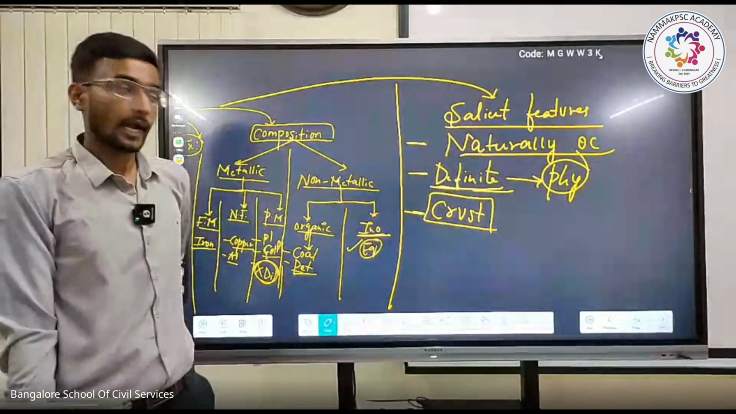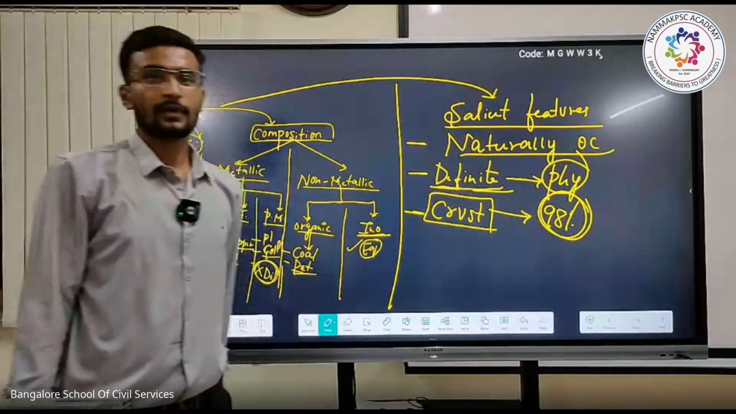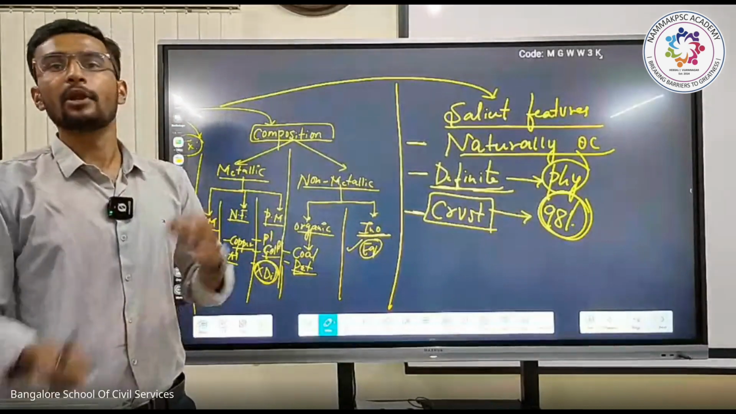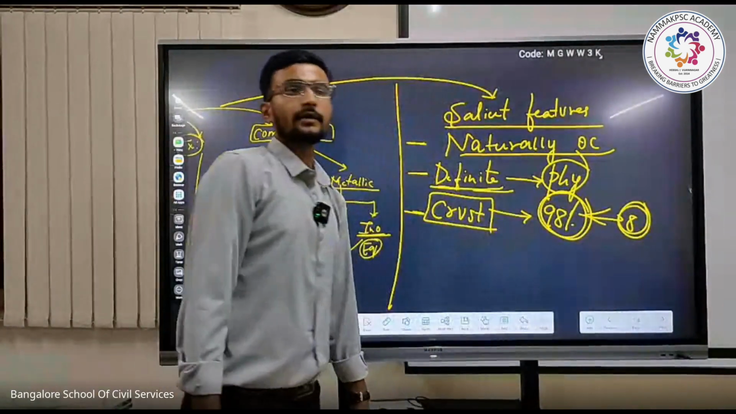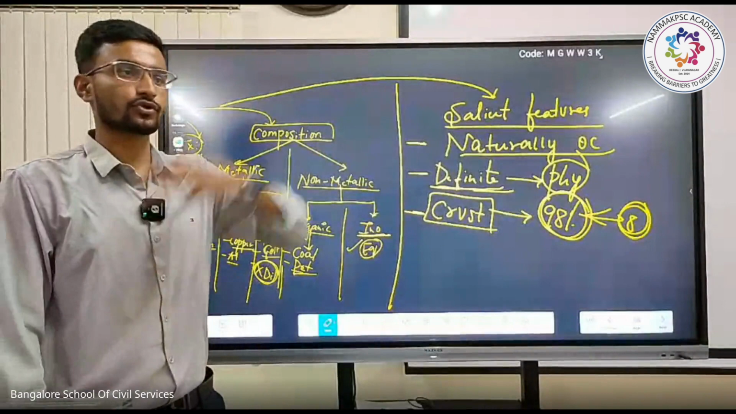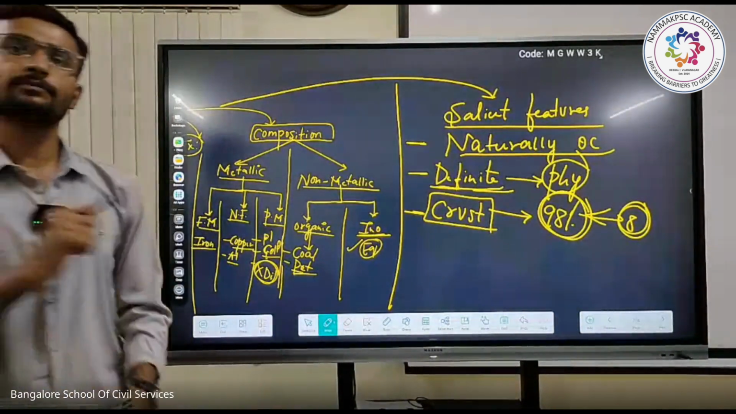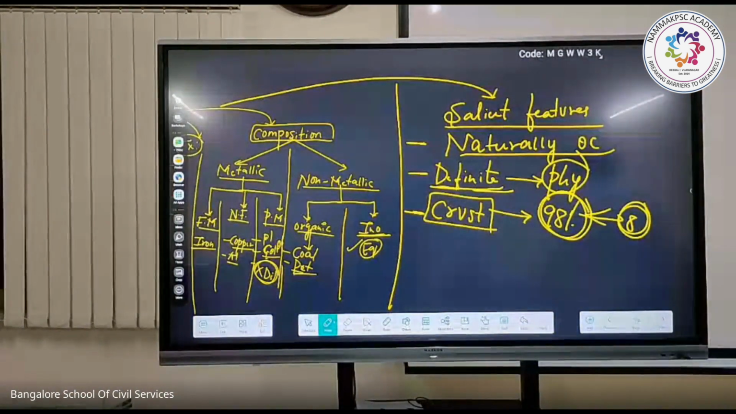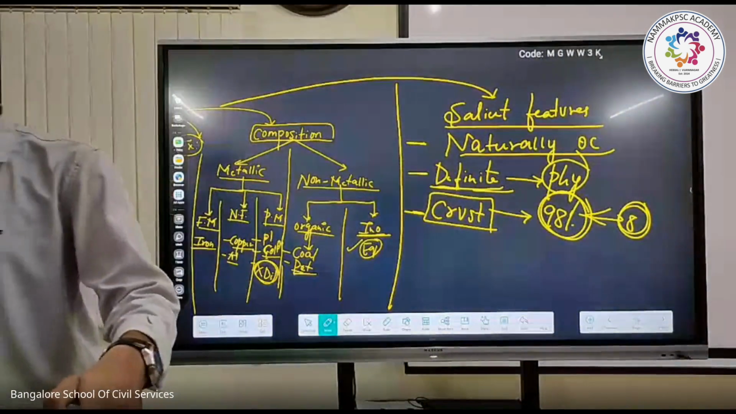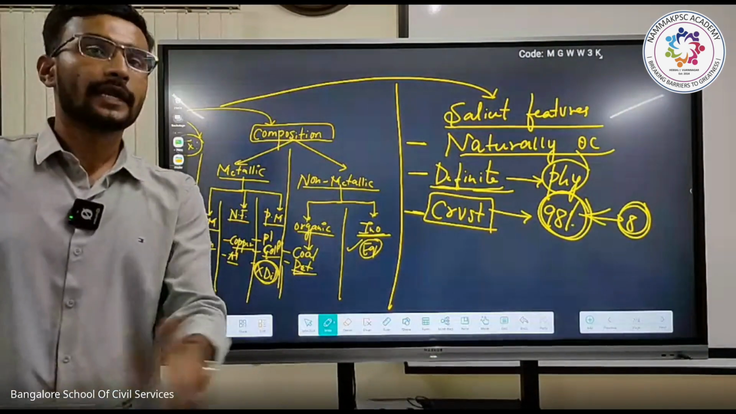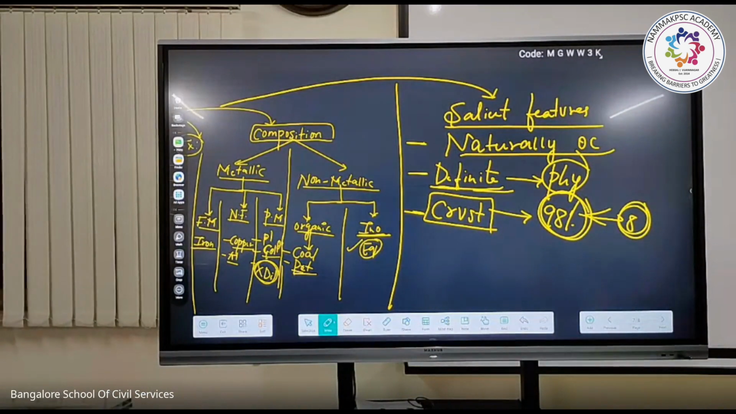We have a number of minerals, and out of these minerals, 98% of our crustal minerals belong to only 8 minerals. 8 minerals constitute 98% of the distribution of minerals in the earth crust, which includes titanium, hydrogen, nitrogen, carbon, nickel, phosphorus, and other minerals.